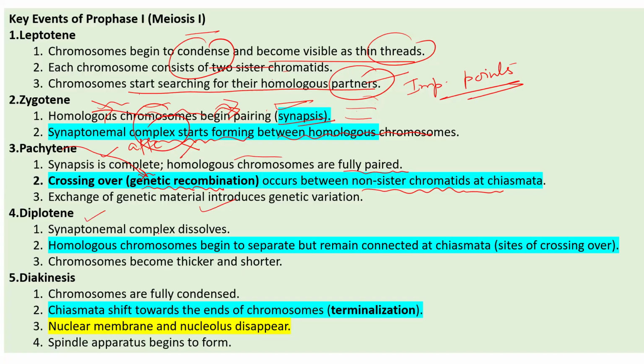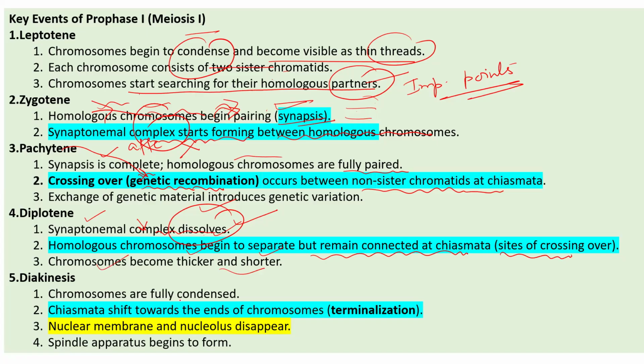In the diplotene stage, the synaptonemal complex is dissolved. So now the two lovers are going to separate. The synaptonemal complex, that complex of attraction, affection, and love, will disappear. Homologous chromosomes begin to separate but remain connected at chiasmata, the site of crossing over. The chromosomes become thicker and shorter in the diplotene stage.